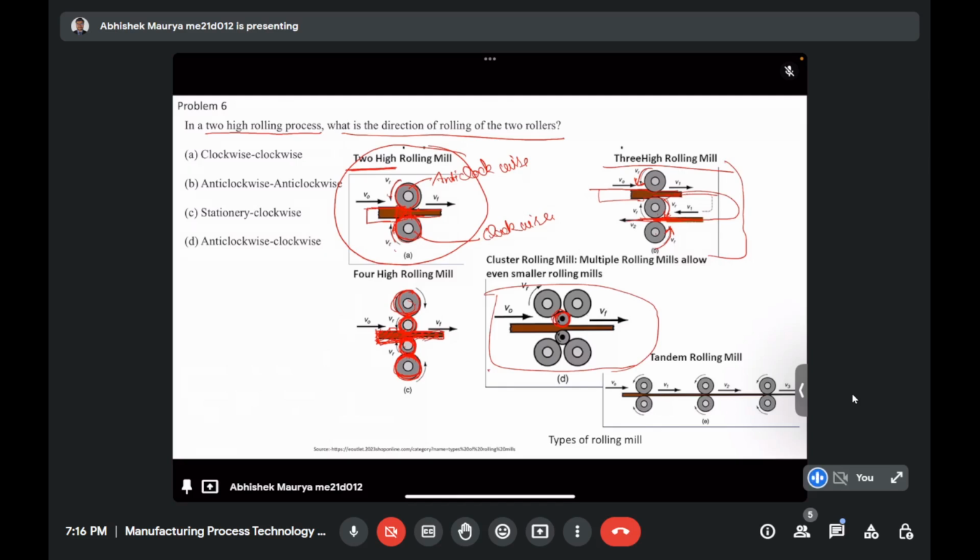And similarly, for difficult to roll material, again more sets of rollers are used, that is called the cluster mills, and sometimes tandem rolling mill is also used, where the reduction in cross section area, or reduction in thickness of the billet, takes place in a step by step process, so we don't have to feed the material back and forth. Here the material is moving in the same direction, and step by step its cross sectional area is being reduced in order to get the final sheet. So these are a few configurations, but the problem asked only for the two high rolling mills, and the correct answer is clockwise and anti-clockwise, this D1.